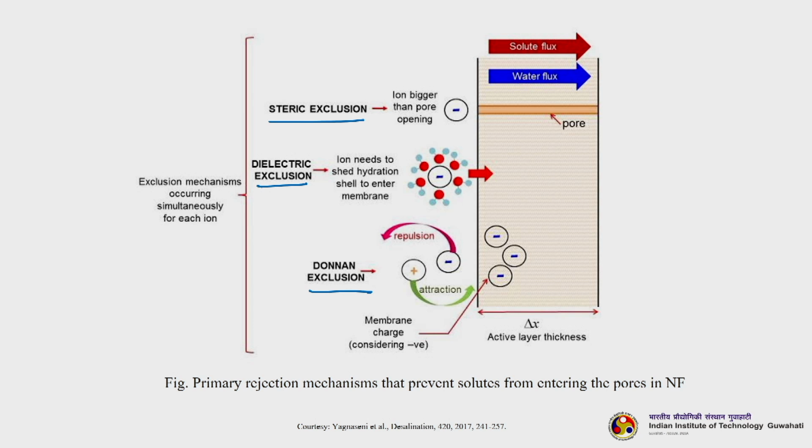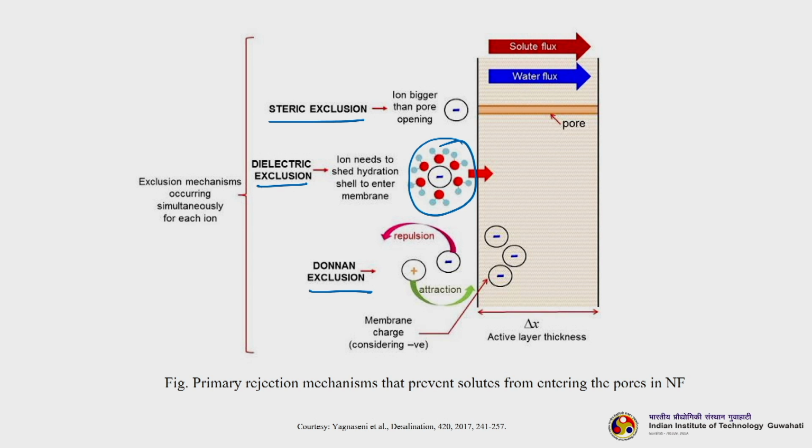Exclusion actually means rejection. How is rejection happening? Rejection of solutes on the membrane surface is happening. Then dielectric exclusion, something like this will happen. The ion needs to shed its hydration shell to enter the membrane. It is difficult because the membrane is already charged. Then there are counter ions, and they will try to form some group, some structure like this, thereby the rejection of similarly charged ions will happen.